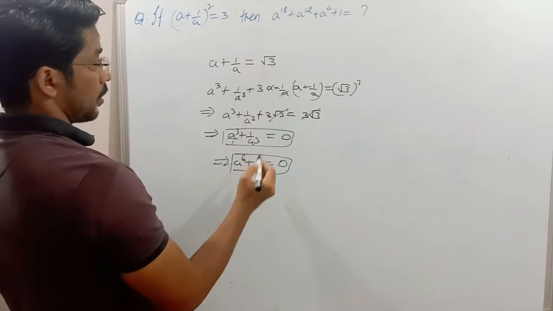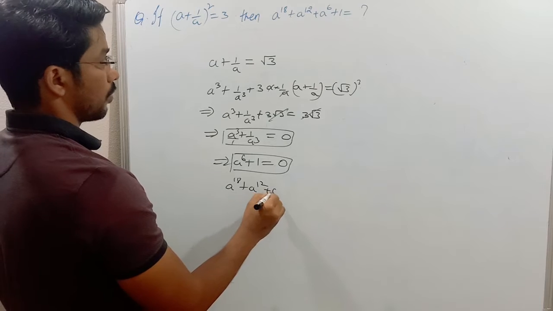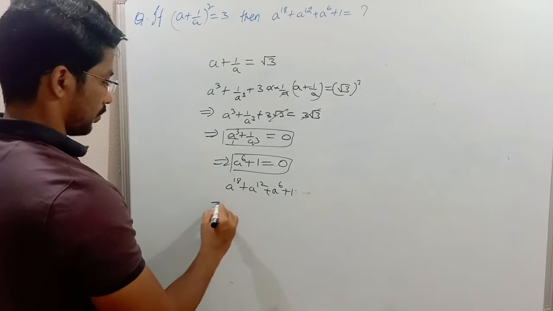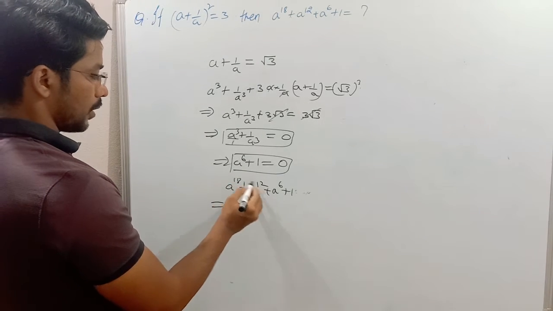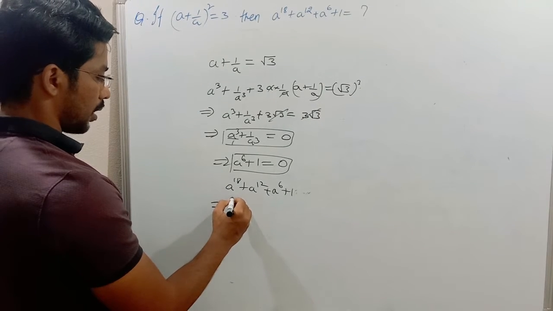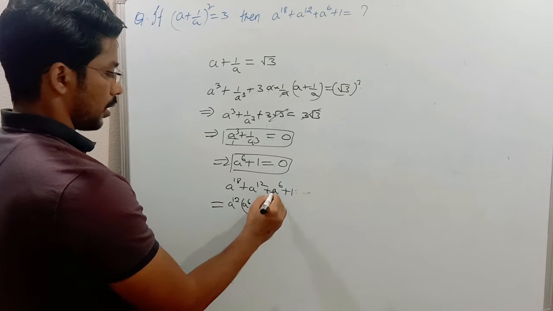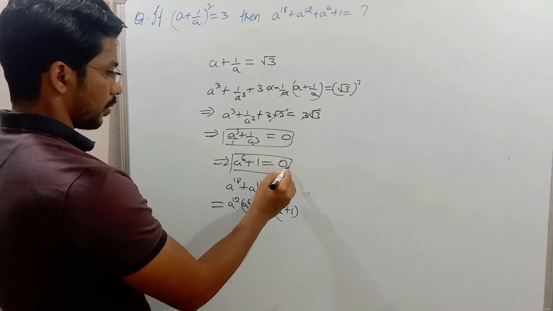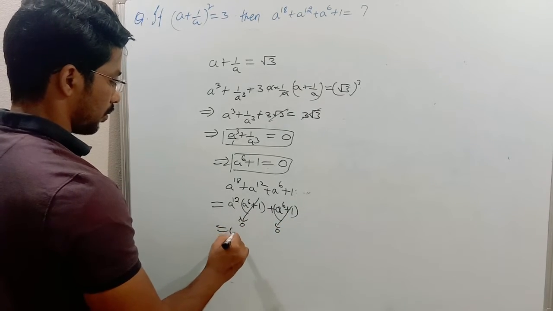Now if you observe here, a power 18 plus a power 12 plus a power 6 plus 1, the difference of the powers 18 and 12 is 6. So we can write it as a power 12 times (a power 6 plus 1), and here a power 6 plus 1. We can see that a power 6 plus 1 is 0 and here also 0. So the remaining will be 0.